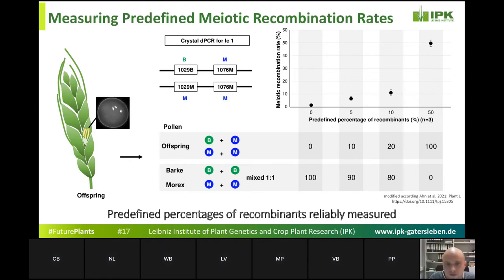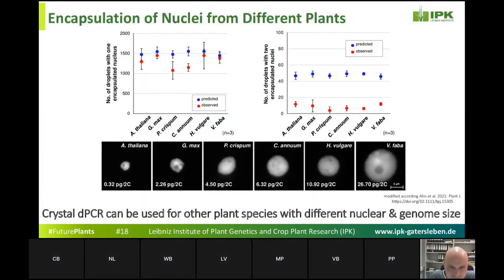Or in the other one, we have, for instance, 50%. And when we measured now in these predefined samples, our recombination measurements, we actually exactly measured this number. So showing again the reliable measurement of recombination in haploid pollen nuclei based on Crystal Digital PCR-based genotyping.